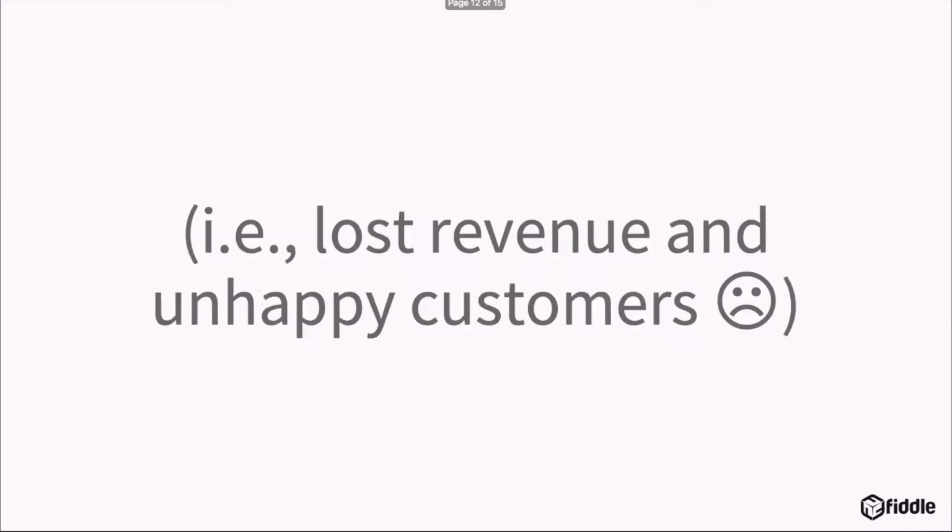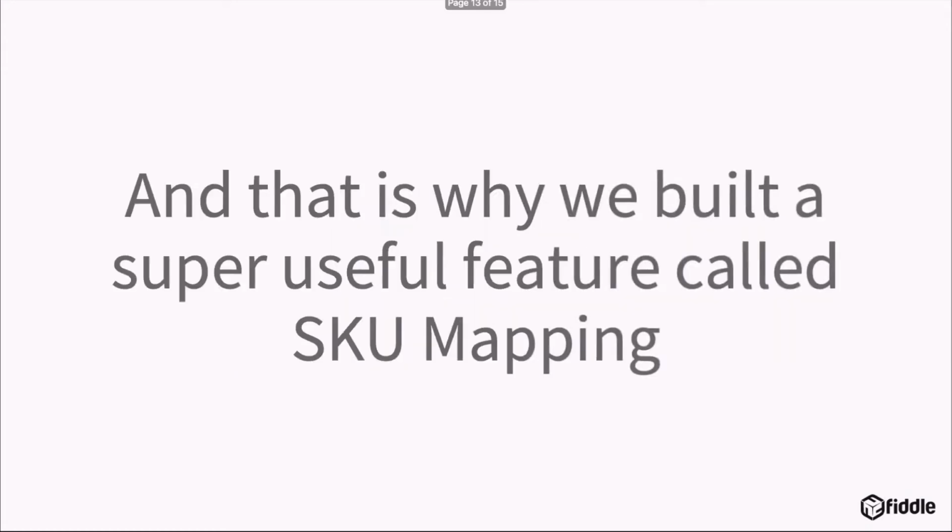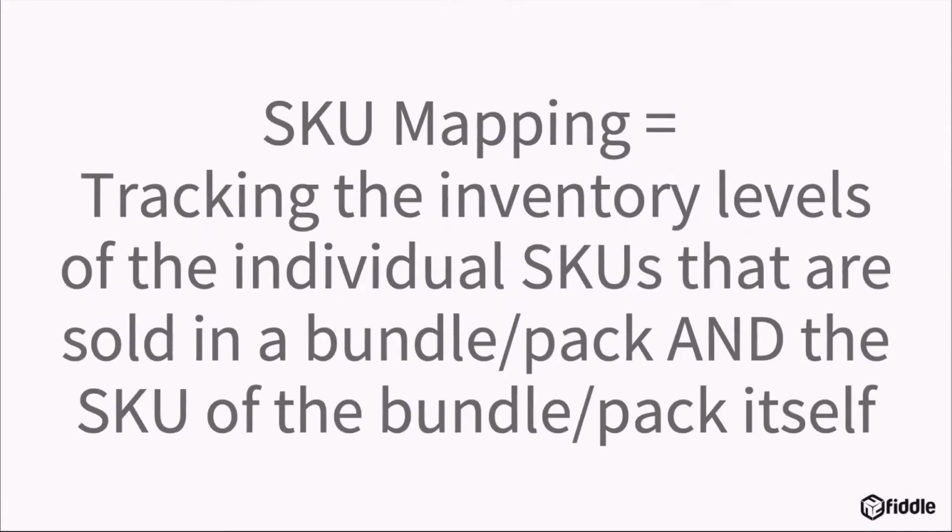So these are some of the things that Fiddle can help with. And of course, whenever you mess up or you stock out, it leads to lost revenue and unhappy customers. And so we built SKU Mapping. So what is SKU Mapping? It is tracking the inventory levels of the individual SKUs that are sold in a bundle, pack, or a kit, and the SKU of the bundle or kit itself.